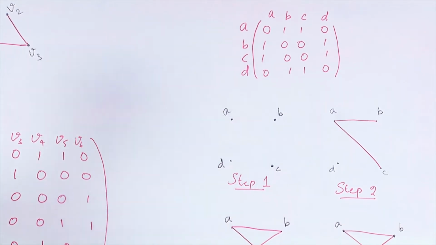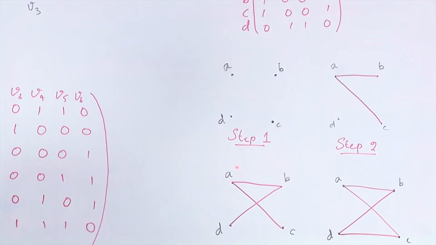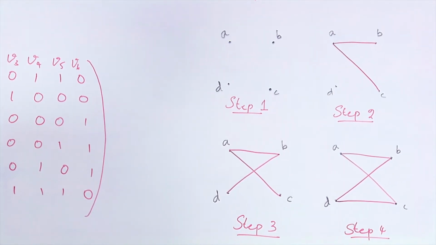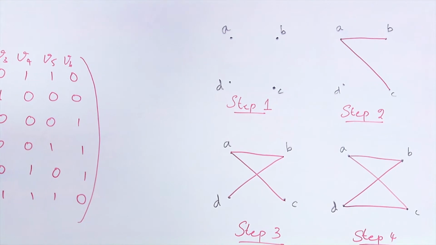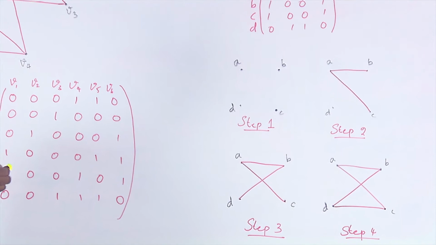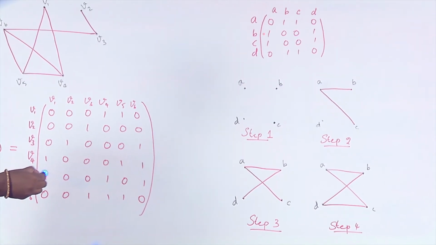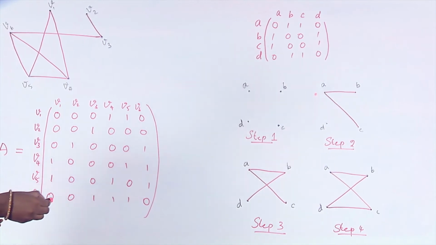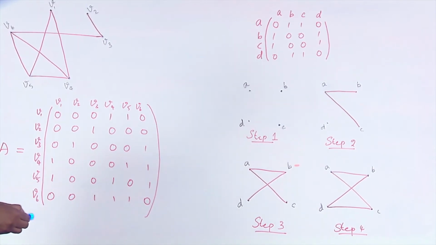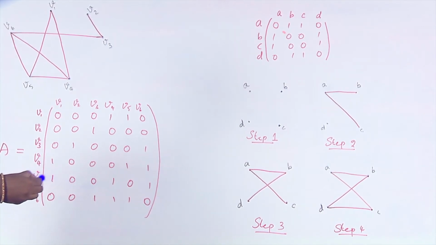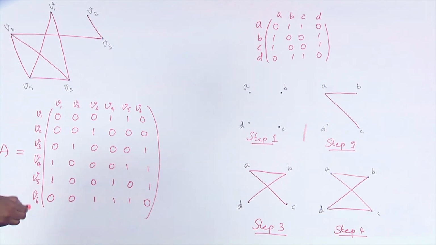Coming to step 3, we already finished A. So, we are going to look at the second row here. In the second row, B is adjacent to A. As you can see, the entry is 1, which means B is adjacent to A. But we already made A and B adjacent, no need to do that again. In the second row, B is not adjacent to B, there is no loop here. I am not going to give any loop to B.